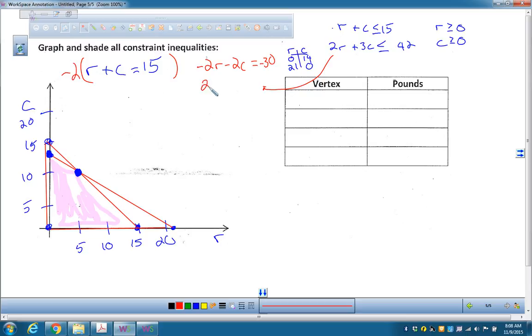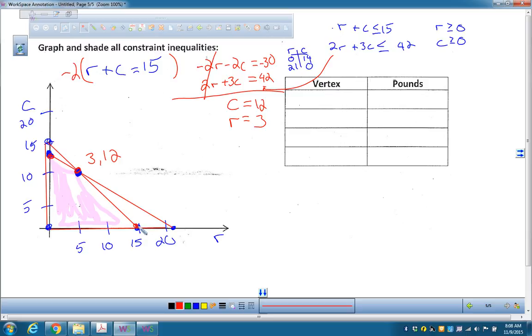You could use substitution too. 2r plus 3c equals 42. Add them together, those go away. I get c equals 12. If c equals 12, what's r? If c is 12, what's r got to be? 3, right? And so this point right here, even though, see my graph is kind of messed up, it's 3 comma 12.